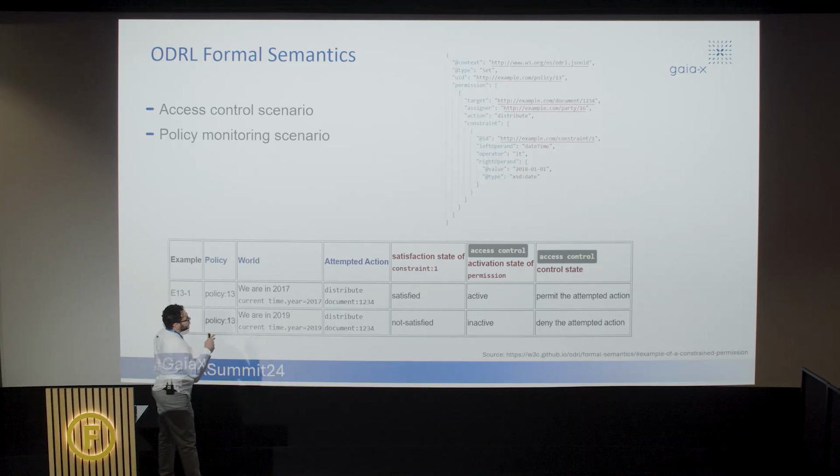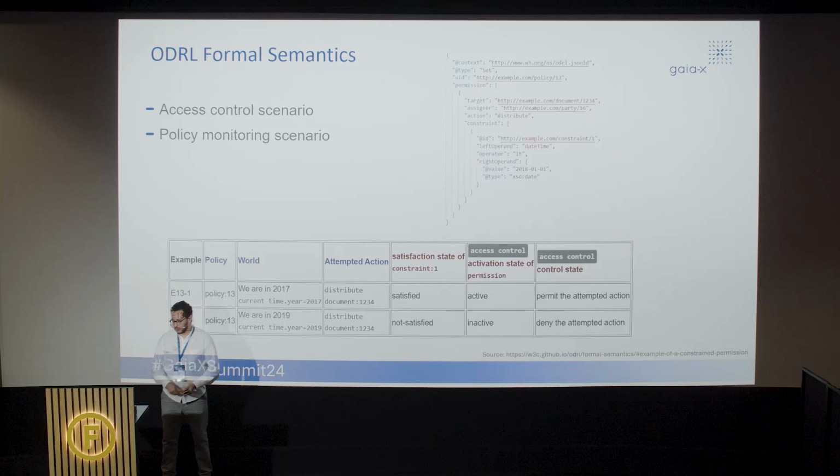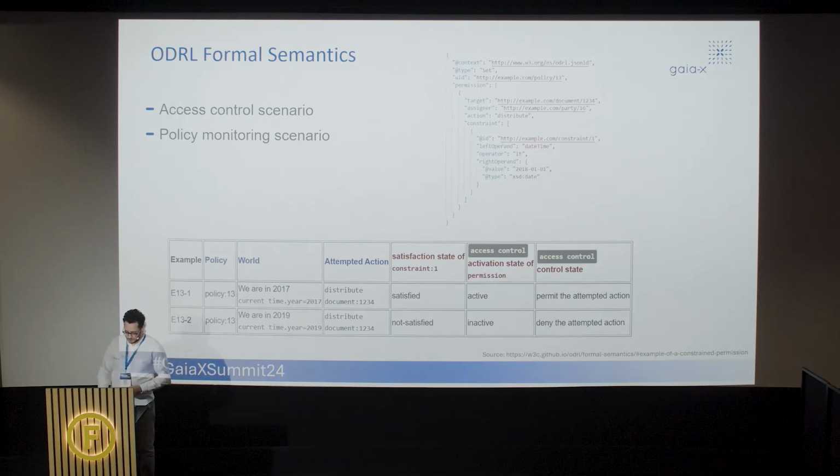Either we are in 2017, and in this case, that means that we are allowed to access, we are actually satisfying the constraints. And if we are afterwards, of course, we are not satisfying the constraints, which must mean that the policy is not allowing access.